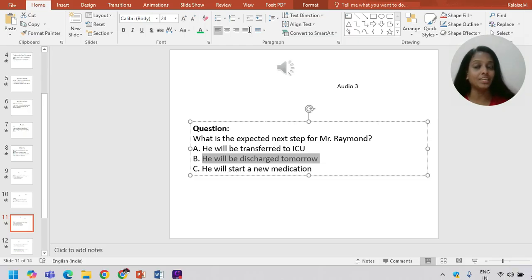If the audio says he may be sent home tomorrow, the answer might read he will likely be discharged soon, right? So you need to practice identifying synonyms or rewordings or paraphrasings and use logic plus context. Even if you miss a part of the recording, use your healthcare knowledge and context clues. Eliminate clearly irrelevant or illogical choices.